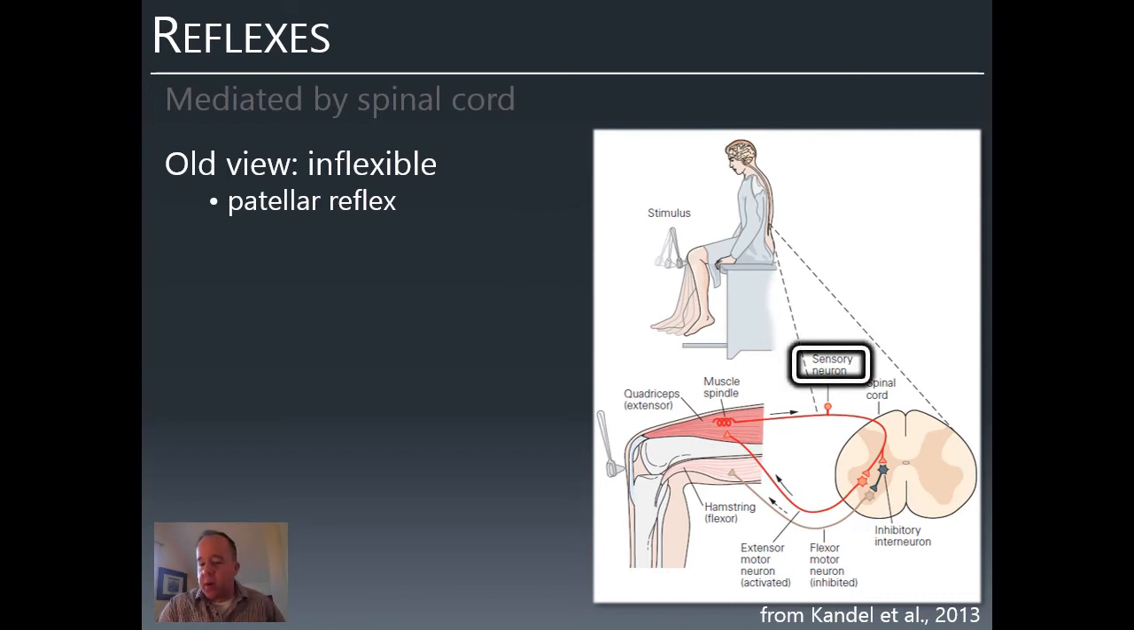So here we have the sensory neuron bringing information into the spinal cord, saying, hey, this muscle is getting too long. One thing that you have is the activation of the quadricep muscle. So the muscle on the top part of the leg contracts, so that leg can kick out. That top muscle is going to pull on the kneecap and the tendon attached to it, and it's going to pull on the lower leg and kick that leg out.